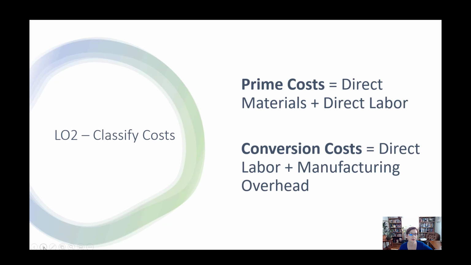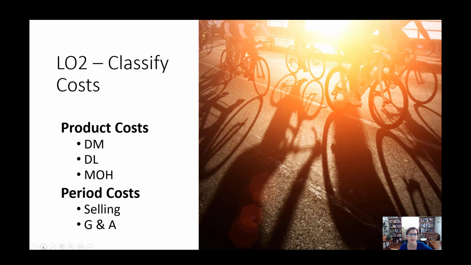Notice that both of those include the direct labor. All right, then we have product versus period. This is important because product costs attach to the product, meaning they are inventory, they're part of inventory until the product gets sold. Your product costs are, I put some abbreviations here, but I think you'll know what they are: direct materials, direct labor, and manufacturing overhead. Anything that has to do with the factory and manufacturing the product would be considered a product cost.